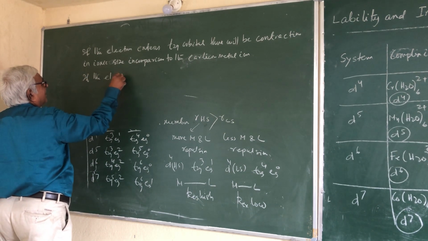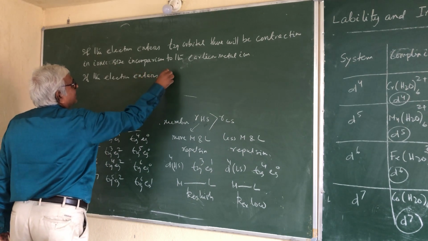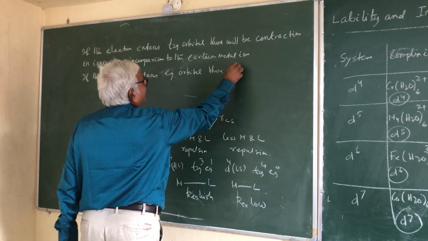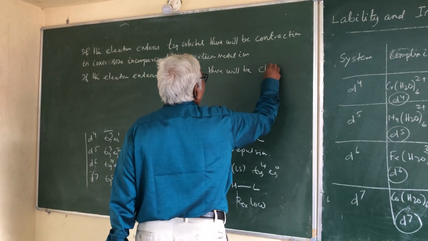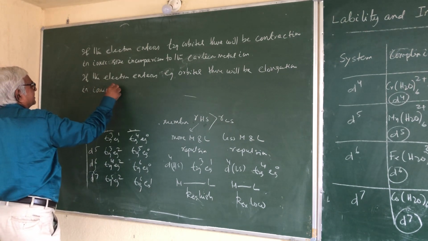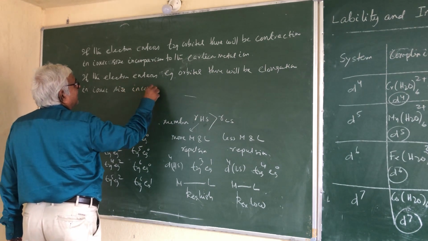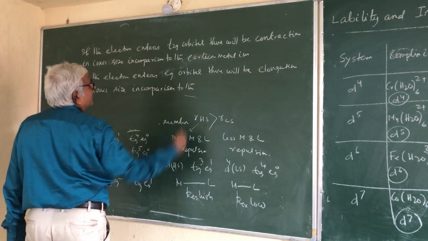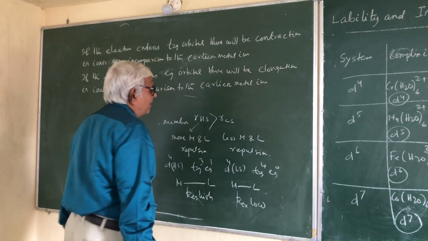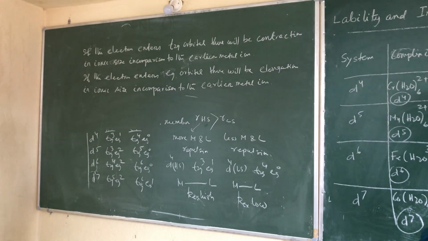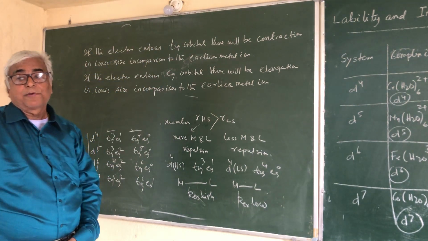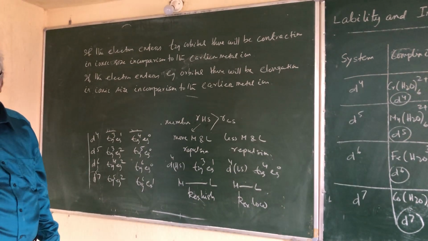If the electron enters the eg orbital, there will be elongation in ionic size in comparison to the earlier metal. So let us explain this. This is a very, very important point, because if you understand it, then you can explain many thermodynamic properties like lattice energy, heat of solvation, heat of hydration, etc.